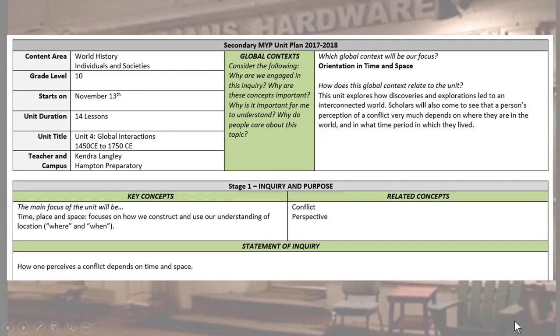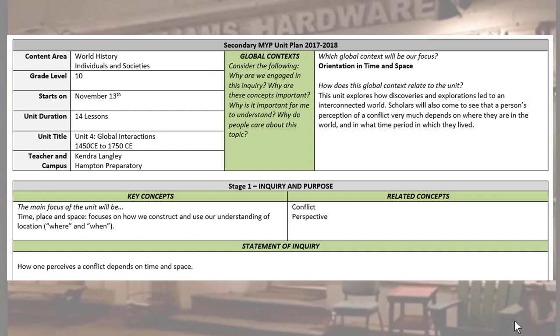Now we'll look at some of the logistical details of this unit. It does start November 13th. It's 14 lessons long, so it starts before the holiday break, but it continues past it into January. There are a few flex days this period, which allows time for CA review or more essay practice, whichever you feel like your scholars need the most.